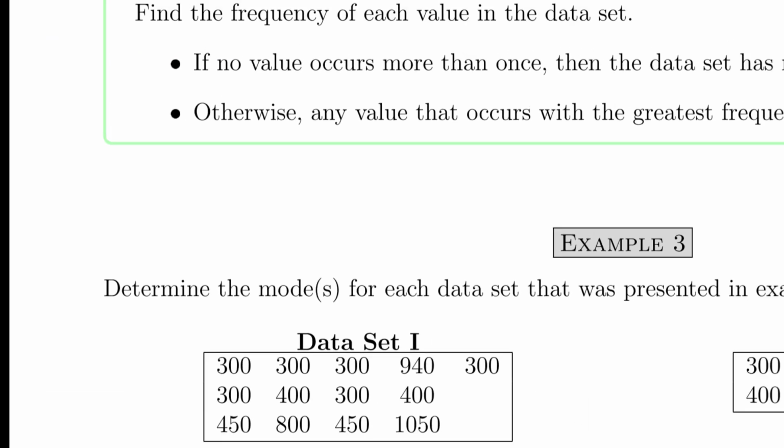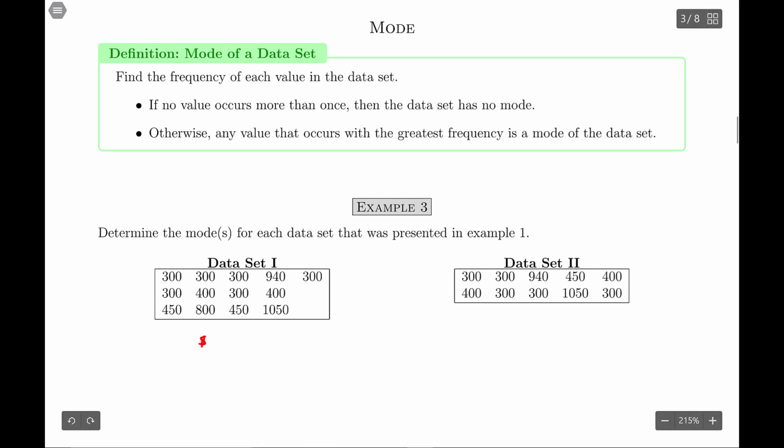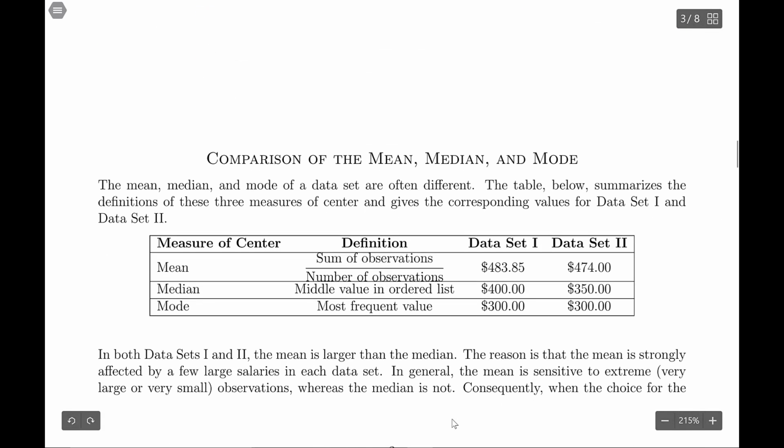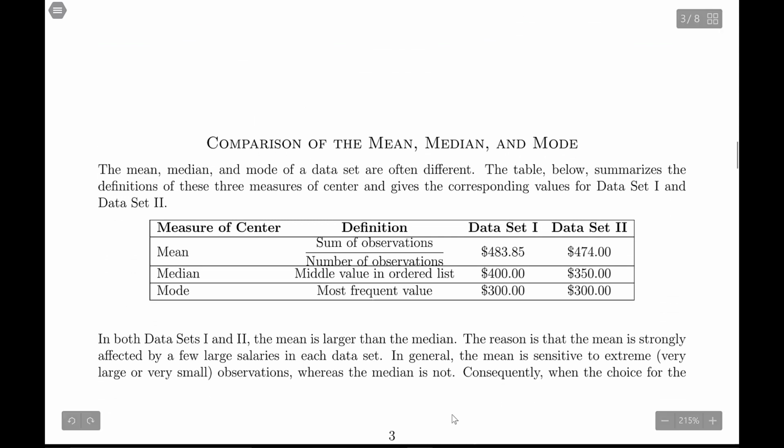So when we write out our solution, 300, 300. So both of them have a mode of $300. Now when we are comparing these, you can see right here, the mean, the median, the mode, they're often going to be different. Sometimes they'll be the same, but they should be somewhat close to one another in both cases.